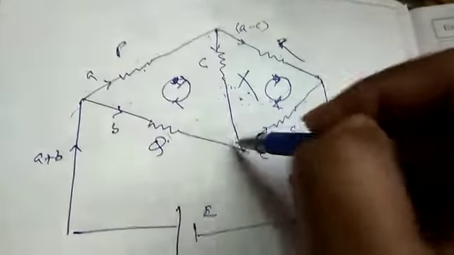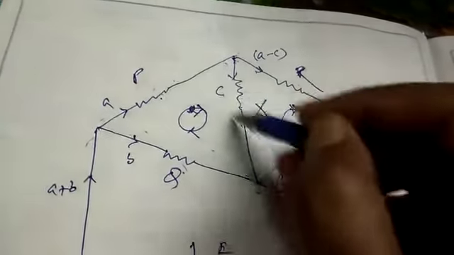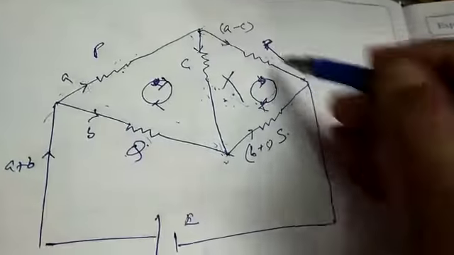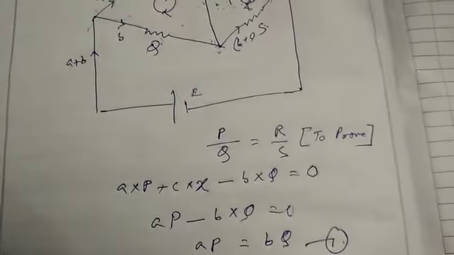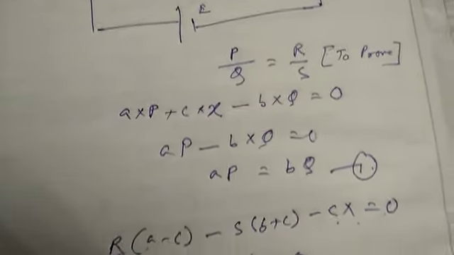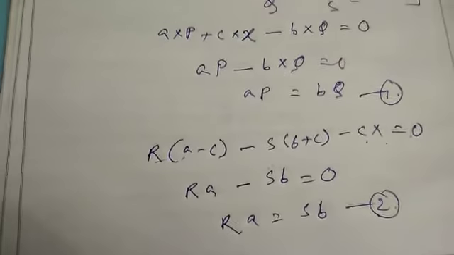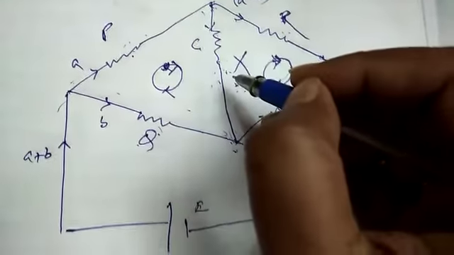So what we learned here: if no current passes through this arm, then P by Q is equal to R by S. With the help of Kirchhoff's loop law, there are two loops, and we solved the 2 loops. After making C, the current passing through X, equal to 0, we got our desired result, P by Q is equal to R by S.